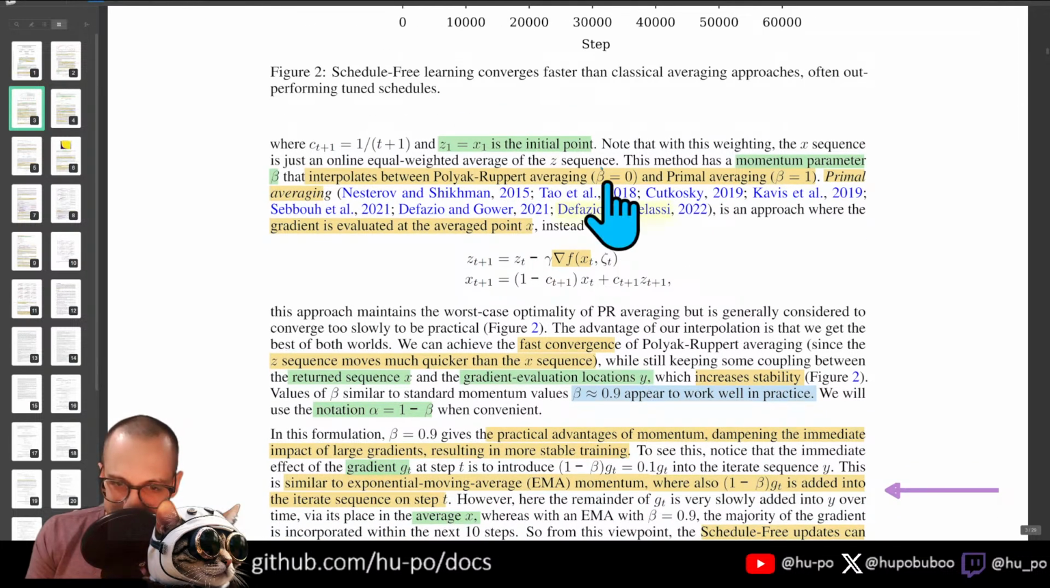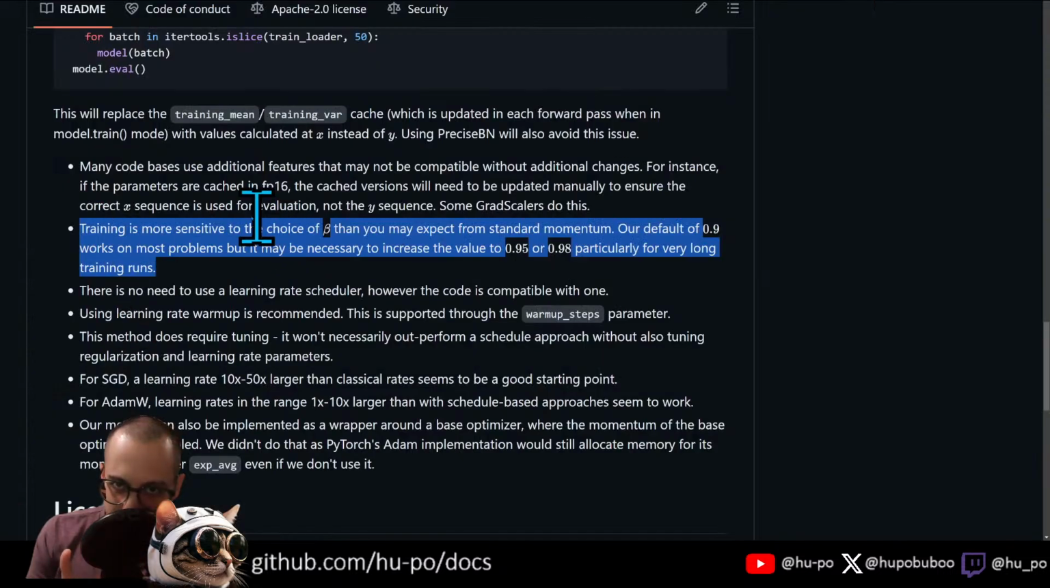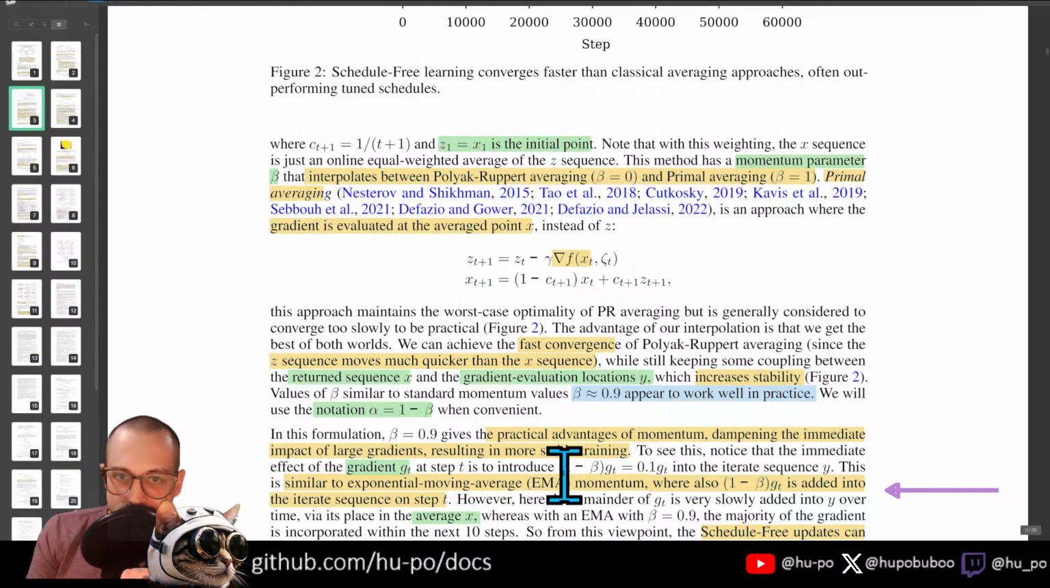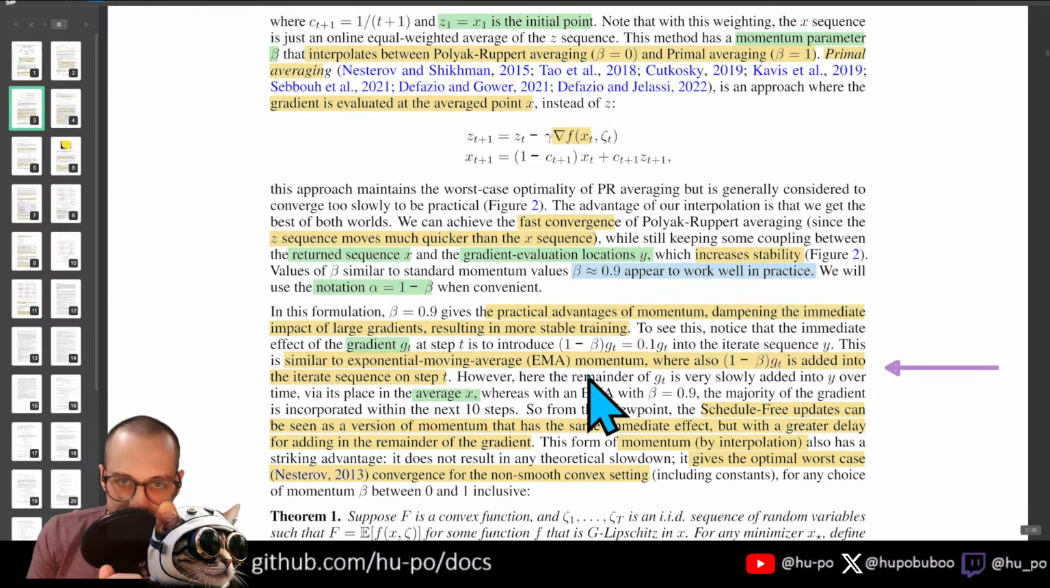They're basically saying, okay, we don't have to use schedules, but we still have this hyperparameter beta, and it seems like our hyperparameter beta is kind of sensitive. So you're going to have to sweep over some of these beta values to see which one works best for you. So, alpha is going to be 1 minus beta, so that's just a little bit of syntactic sugar to make the math equations a little bit less dense.